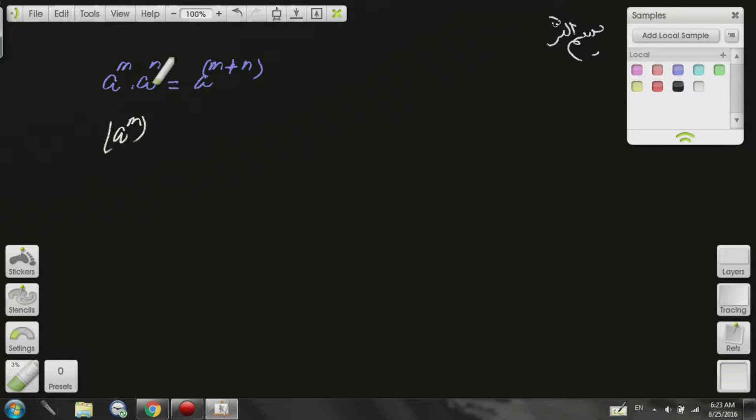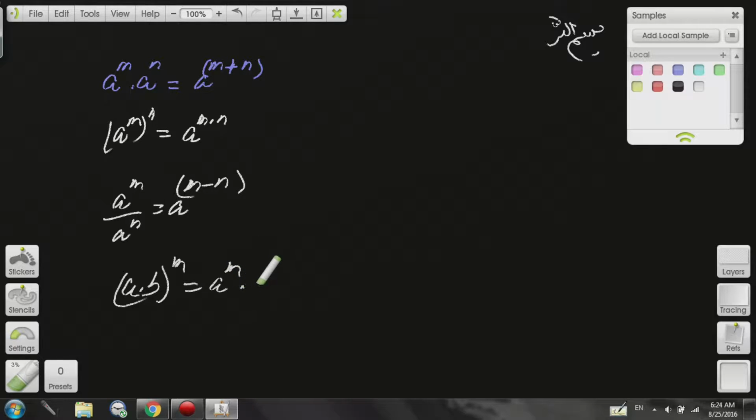So a to the m times a to the n is a to the m plus n. A to the m to the exponent of n is called a power of a power. This is a to the m times n. And if you have a to the m over a to the n, this is a to the m minus n. So this will hold true even if m and n are fractions. A times b to the m is a to the m times b to the m. And a over b to the m equals a to the m over b to the m. This is true even if this was a fraction. So if this was 1/3, this would be cube root of a and cube root of b. So from this you get this.